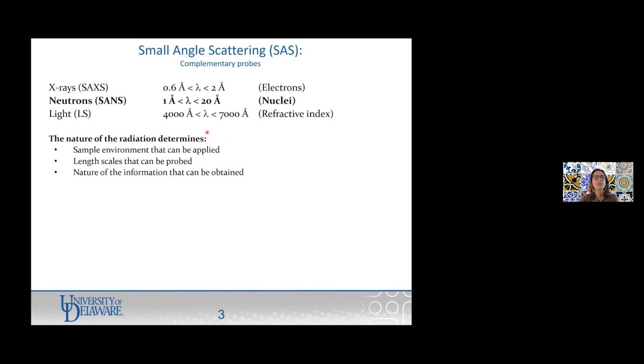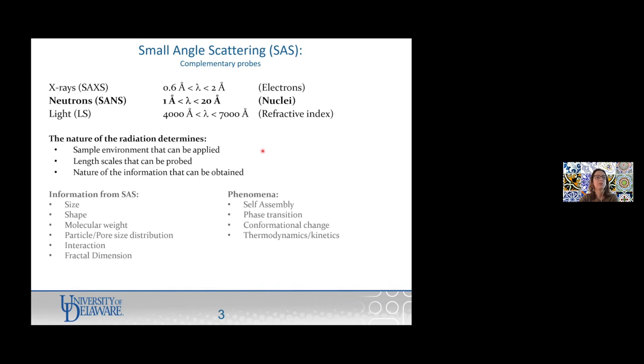So the nature of the radiation will determine, for example, the sample environment that you can use. So neutrons, for example, are a non-destructive probe. So you may be able to, for example, use a pressure cell or other environments because they will cross different materials. The length scales that can be probed are different. And even the nature of the information.